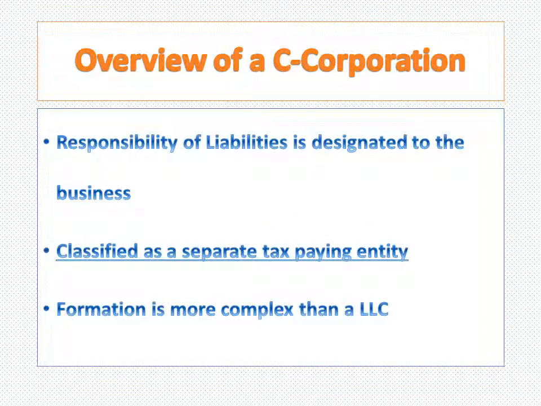Moving on to corporations. Corporations are probably the most talked about form of business in the media. As a C corporation, responsibility of liabilities is designated to the business itself, just like an LLC. However, unlike the 3 forms of business we've already discussed, a C corporation is not classified as a flow-through entity. It's classified as a separate tax-paying entity, and this is where double taxation comes into play.